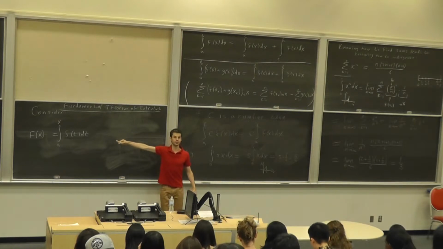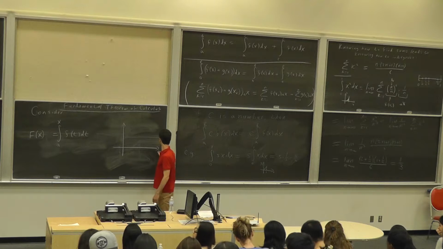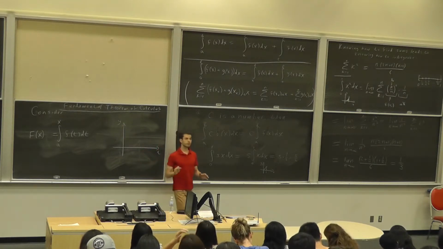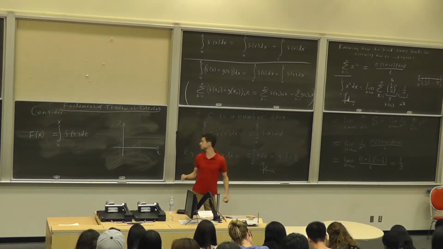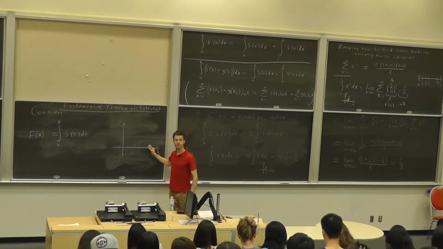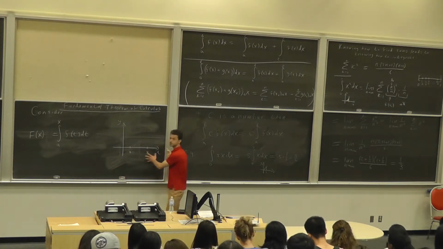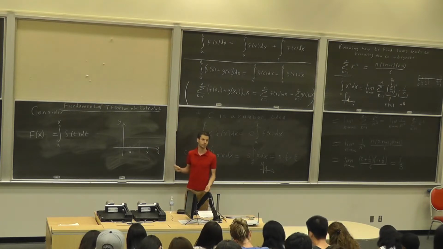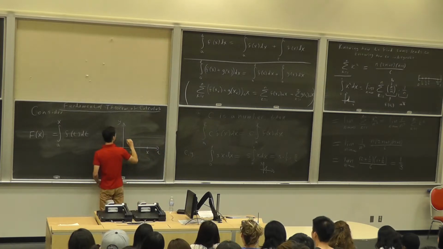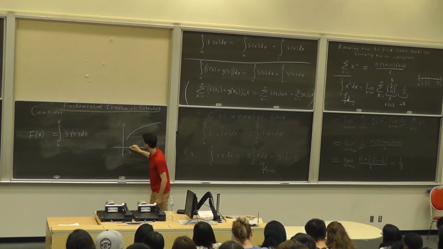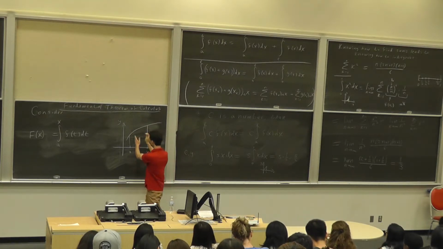So let me explain what I'm doing. Instead of finding just one area, I'm going to find lots of different areas for different points x. So I'll fix a point A, and I let my point x be some point, let's say to the right, to the left, it doesn't matter. Then I have my function f, and I'll compute the area from A to x. So I'll compute this area.